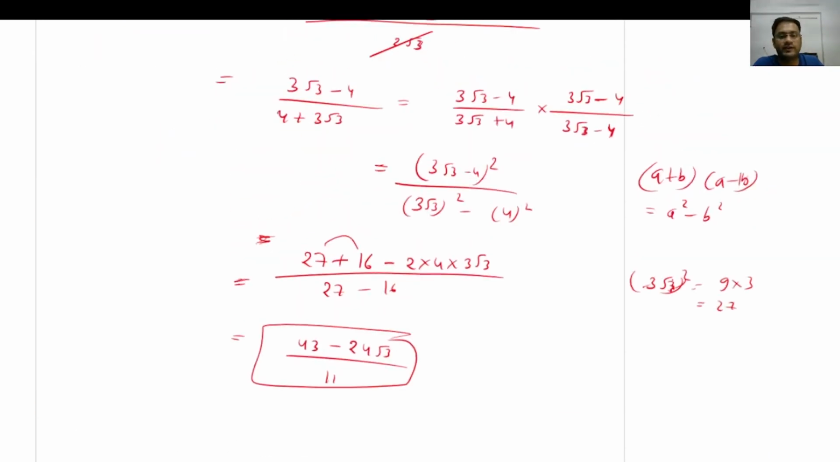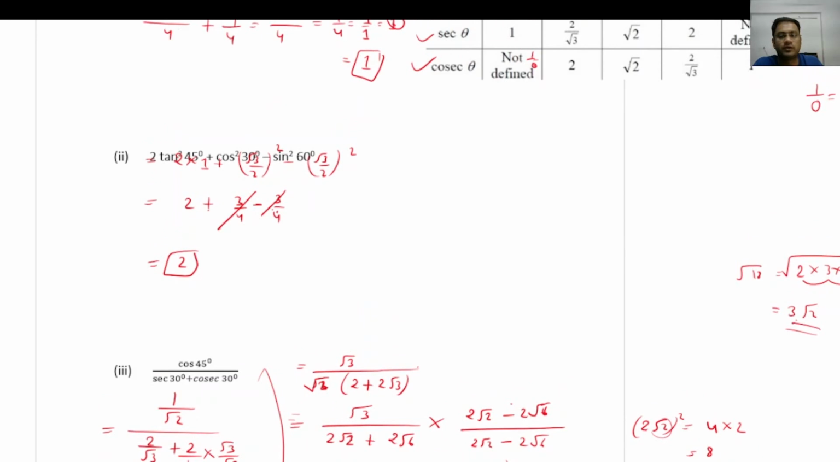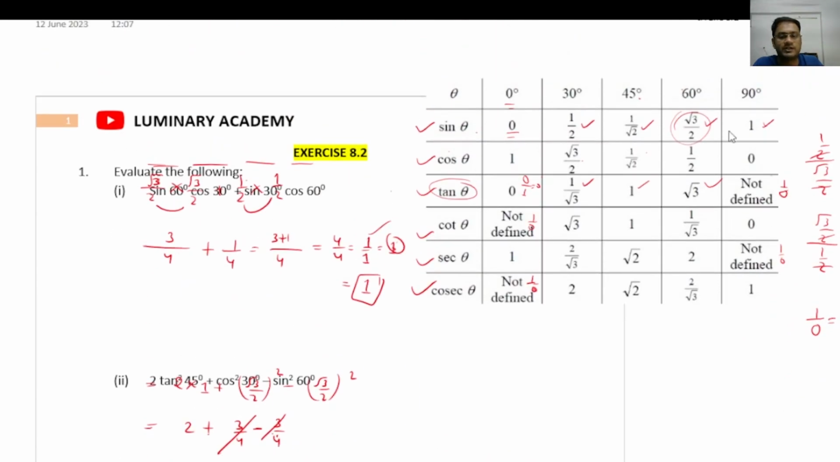Okay students, let's proceed to the fifth part of question number 1. So here it is written that 5 cos square 60. So what is cos 60 here? You need to find the value first. From the table, cos 60 is 1/2.